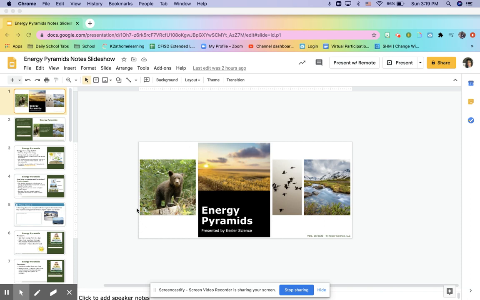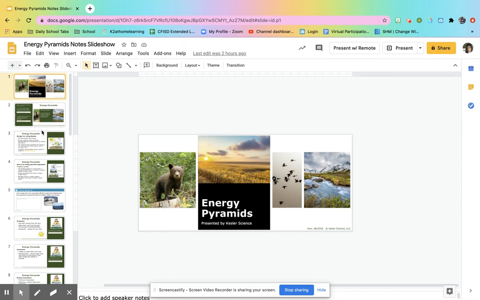Okay, so we're going to be going over energy pyramids. This should be your second PowerPoint. So you should have already done the food webs first, and then you come and do this one. Make sure you are jotting down on your guided notes, filling in the blanks as you are going through here.